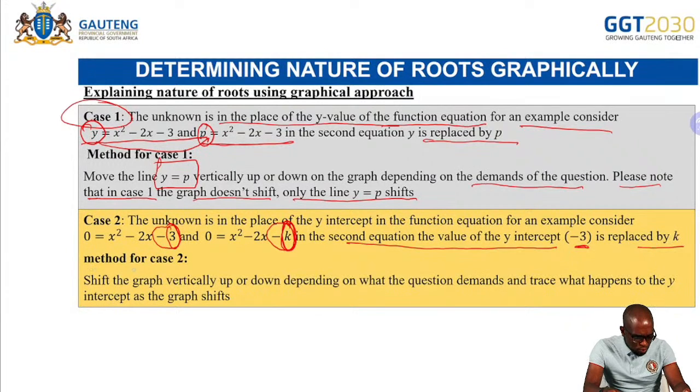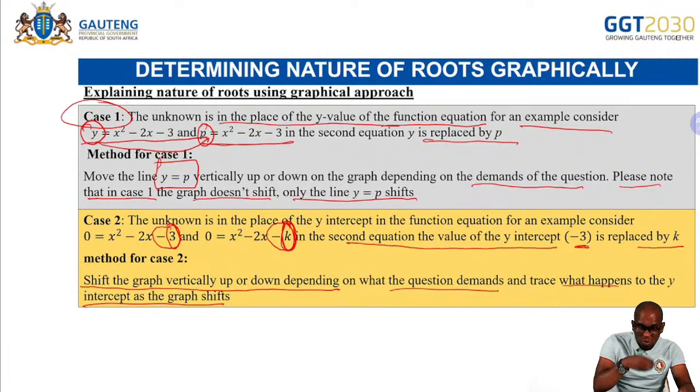So how do you work with that? The method: you shift the graph vertically up or down depending on what the question demands, and trace what happens to the y-intercept as the graph shifts. So we're going to do some application on that.